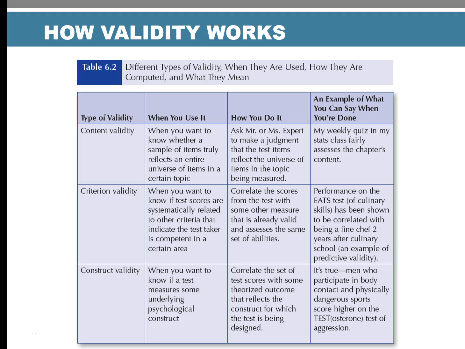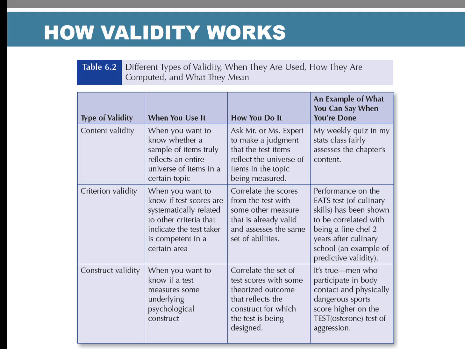So this table shows you the different types of validity, when you might want to use it, and how you would use it. So for content validity, remember we're going to use a content expert. We're going to use Business Cat. He's our content expert, and he's going to help us determine content validity.